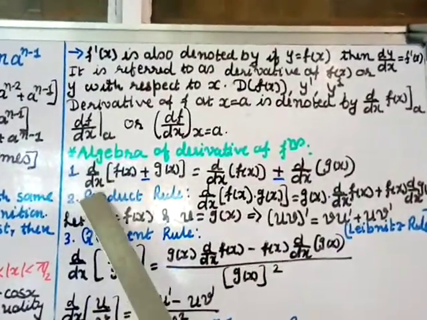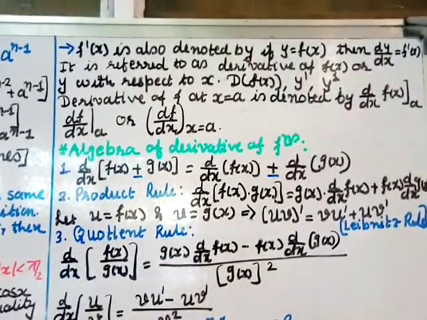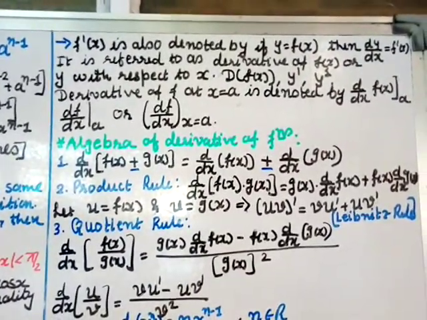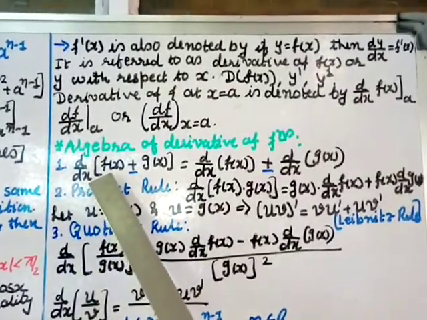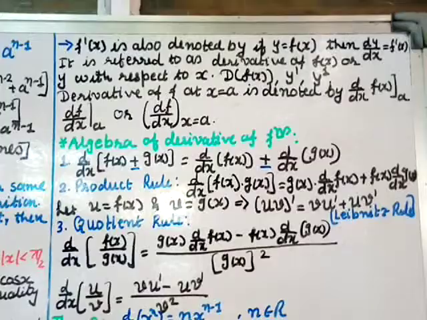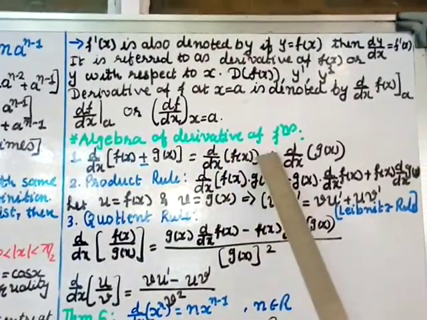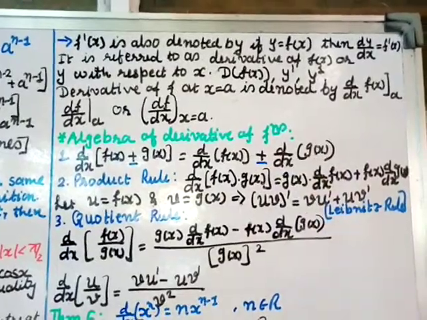Next we have got the algebra of derivatives of functions. Number 1, d by dx of f x plus or minus g x. If there is addition or subtraction of two or more functions in a derivative, then you differentiate each term or each function separately and add or subtract them, whatever the sign is. So this I can write as d by dx of f x plus or minus d by dx of g x.